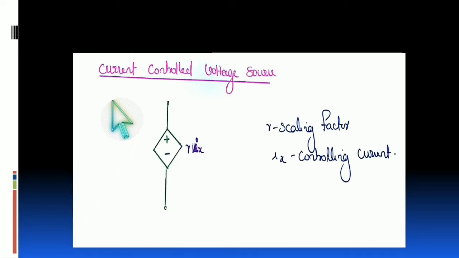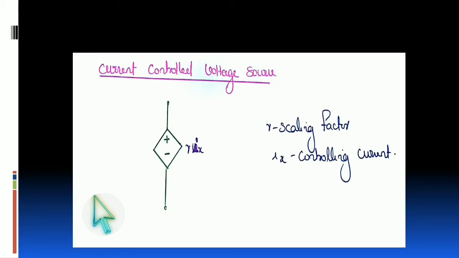Finally, we have current controlled voltage source. This is simple. The source quantity is R into Ix, where R is the scaling factor and Ix is the controlling current defined at some other location in that network. Here we have a voltage source which is controlled by another current, hence it is named as current controlled voltage source. Alright, that's all about dependent sources.